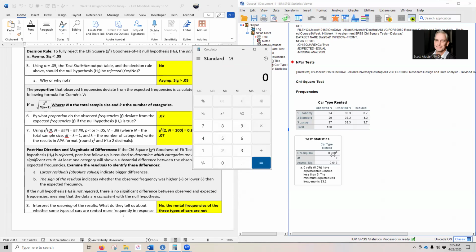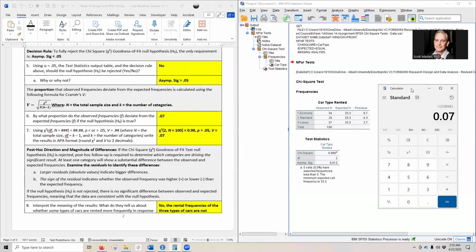So let's do this. Our chi-square value is 0.98. So 0.98 divided by 200 on the bottom. That gives you that. And then you take the square root. So it's 0.07. That is our measure of effect size. About 3% of the variability in the cars rented can be accounted for by the type of car.